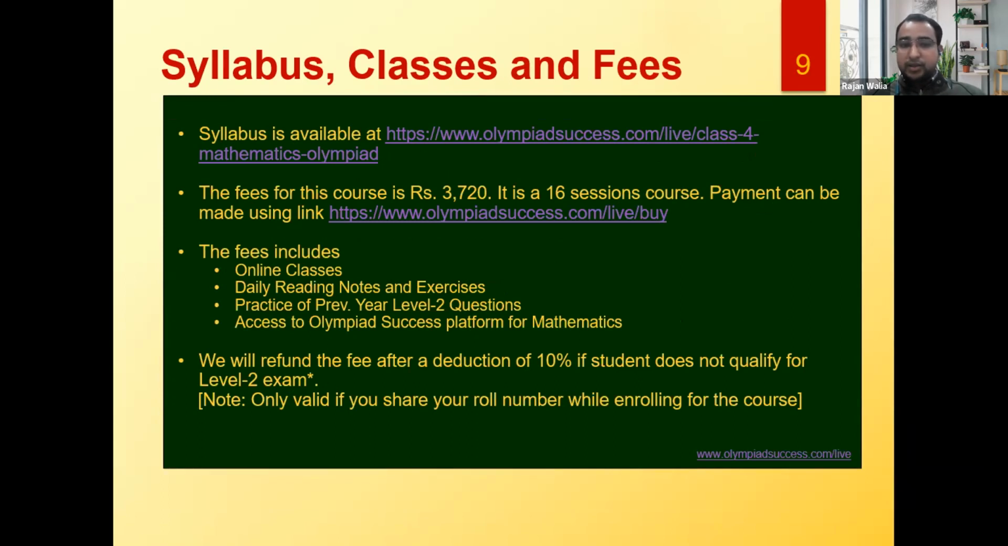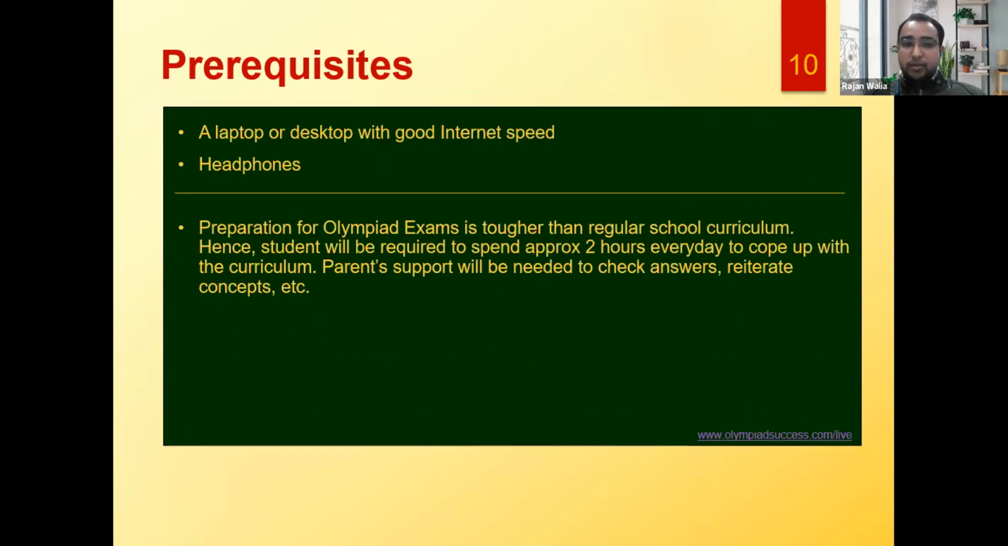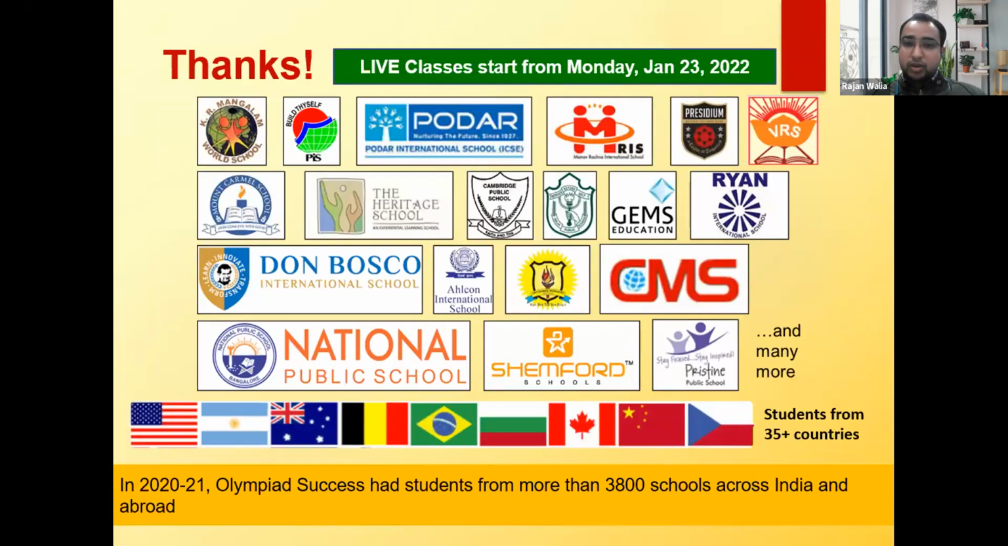Now the fee includes online classes, daily reading notes and exercises, practice of your level 2 questions, and like I said, you will get access to the Olympiad Success platform for mock tests and reading content. Okay. Now students, to join this course, you need a laptop with good internet speed and headphones. And as you already appeared in the level 1 exam, you know you need to prepare for Olympiad. So for level 2 also, you need to spend approximately 2 to 3 hours every day to cope up with the curriculum and practicing.